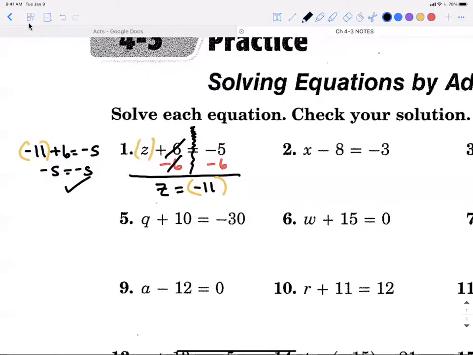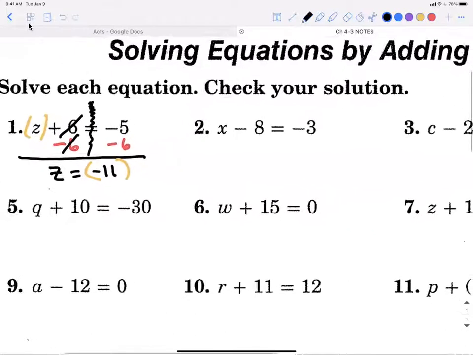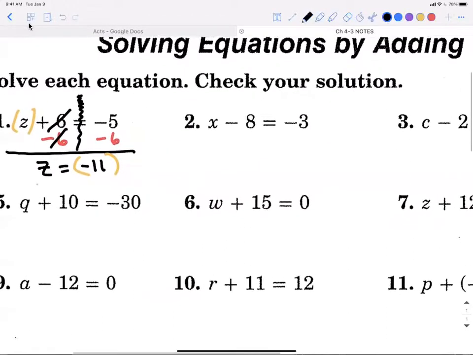Okay. All right. This one's very similar. You'll notice the only difference is instead of the z plus 6, now we have x minus 8. So you still do it very similar. So again, if it helps to give yourself the little light squiggly line, especially at first, if you struggle with equations, I would highly recommend doing that.